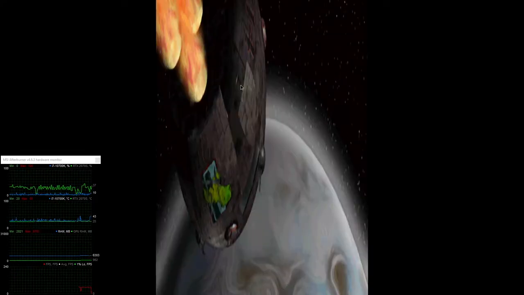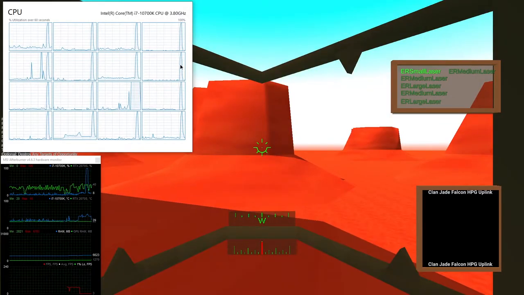So, what happens now is the AI pathfinding is being calculated in Unity, which does slow the loading times down, and you can see a CPU spike right here. That's because of that.